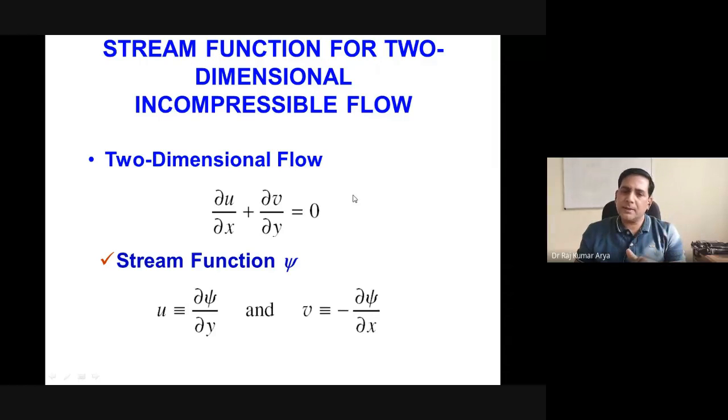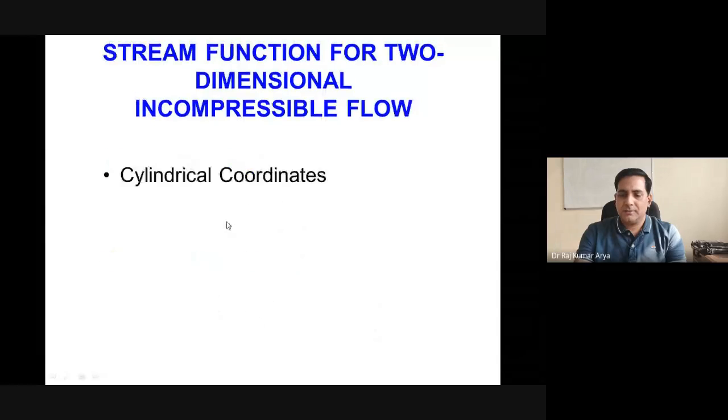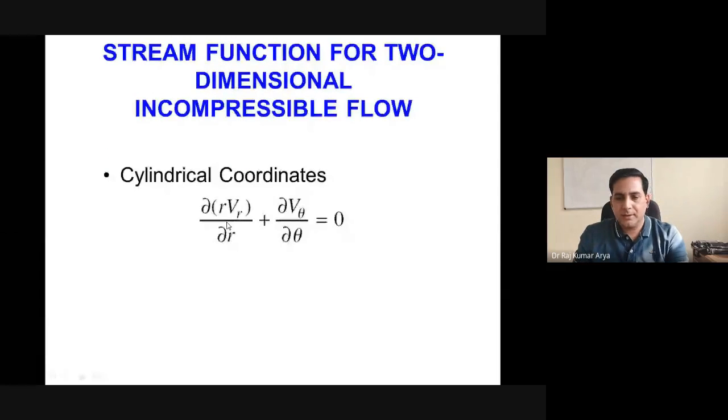To satisfy the continuity, these psi are taken in such a way that if you substitute this here, it should satisfy it. So if you substitute u here, what will you get? What will you get if you substitute u from here, del psi upon del y, into this term? Let me write it here. Sorry.